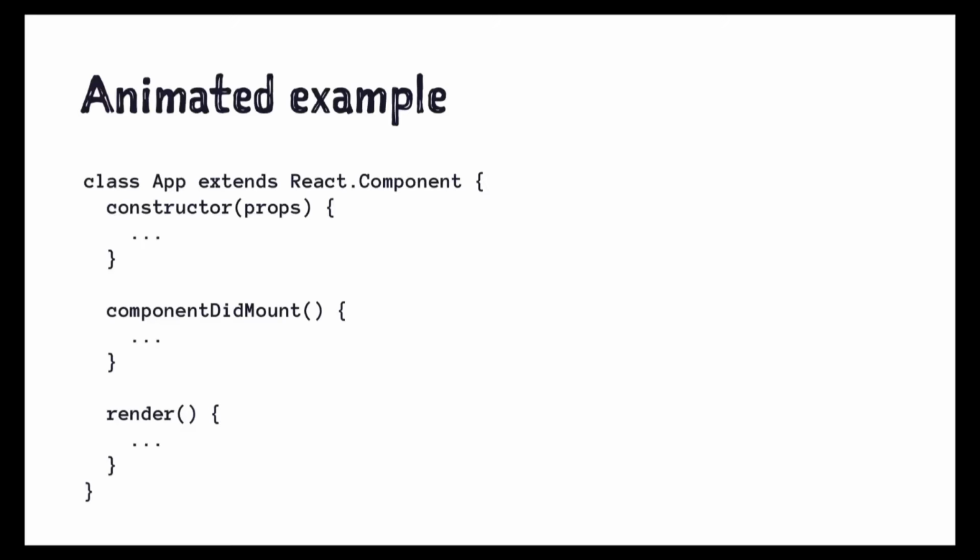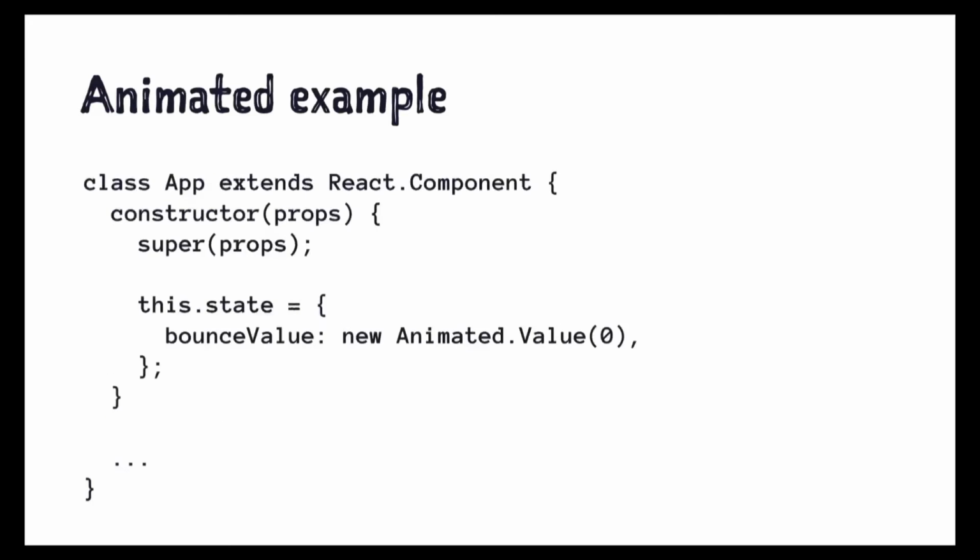And render, again, every component has a render. The super is boilerplate. Here we're setting state. And I'll explain what Animated.Value is. It's just a singular value. So we're just going to box it because we're going to want to do stuff on it. And so we set a bounce value and it starts at 0. That's it.